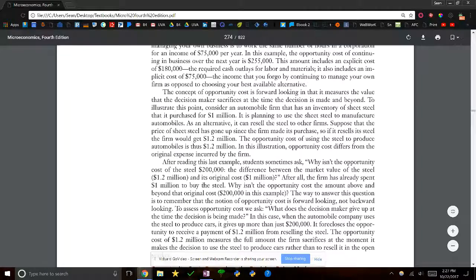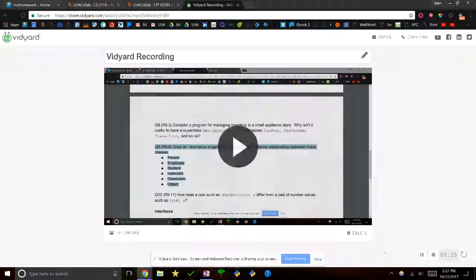They say that opportunity cost is forward-looking. And the reason for that is if, say you have the steel producer here, and they bought some sheet metal for $1 million, and then the price goes up to $1.2 million. So the opportunity cost of them using it instead of selling it is $1.2 million, not just $0.2 million, because we're forward-looking. We're not talking about this in the past.